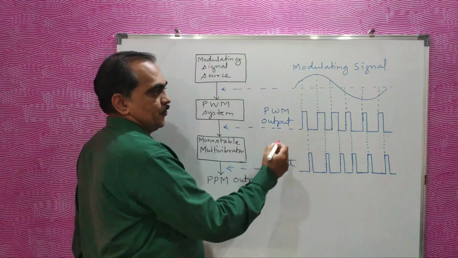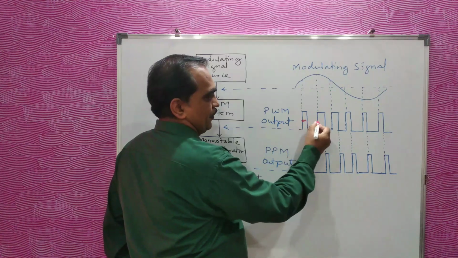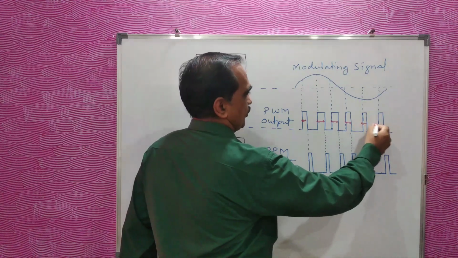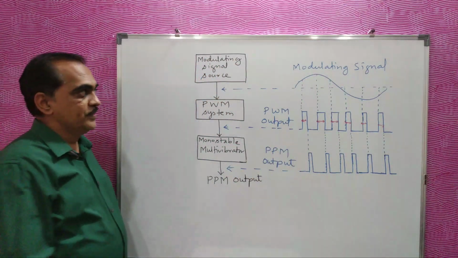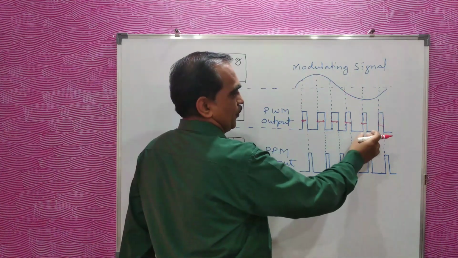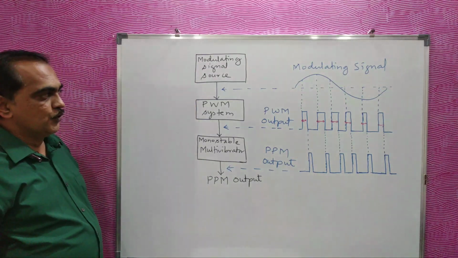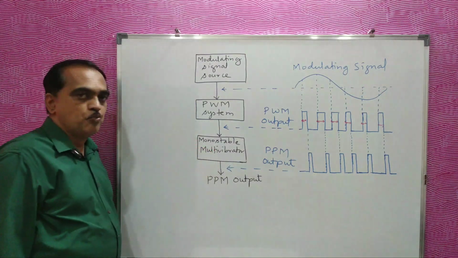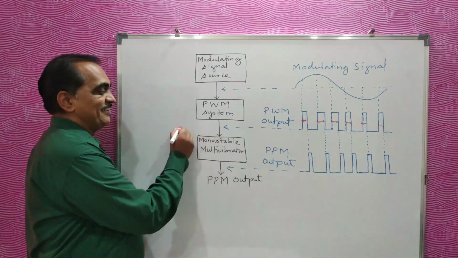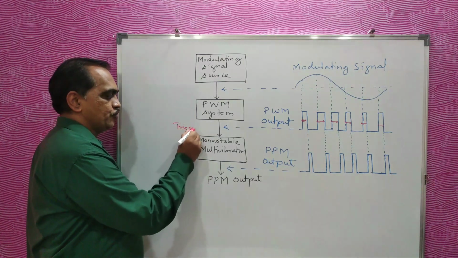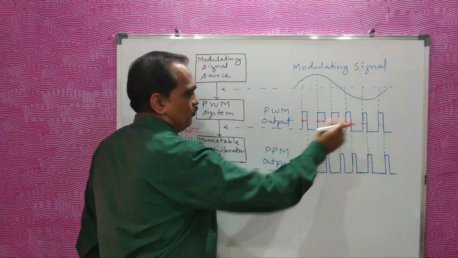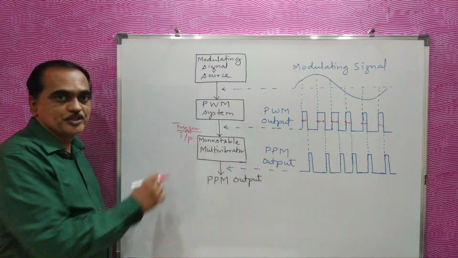Now in this wave, the width of the pulses is varying according to the variation of the modulating signal. When the signal is going more positive, the width is more, and when the signal is going more negative, the width is less. Okay, now the next block is shown as monostable multivibrator. Now this multivibrator input point is the trigger input of the monostable multivibrator.